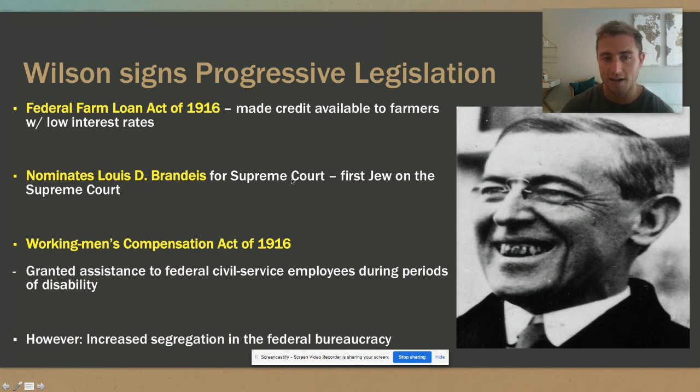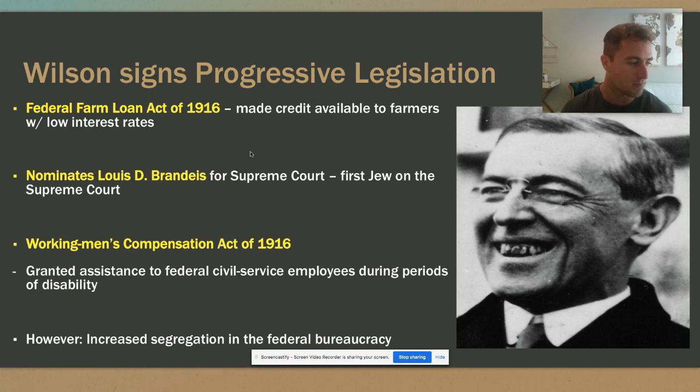Louis Brandeis to the Supreme Court. That's our first Jew in the Supreme Court. And then the Workmen's Compensation Act, which is going to give federal civil service employees assistance if they are injured or hurt on the job. Lots of things that are very progressive, but the area where Wilson is not progressive is civil rights.